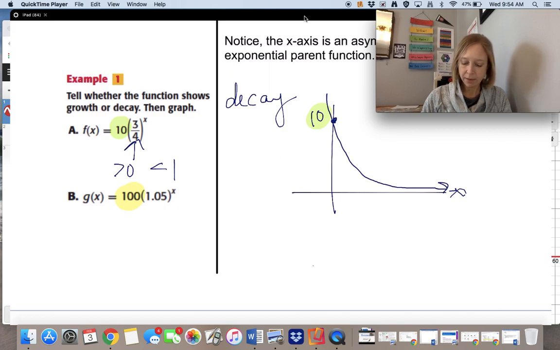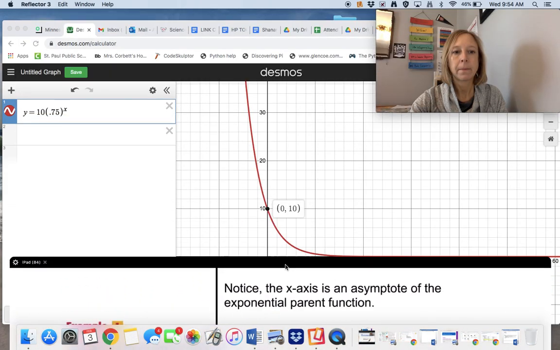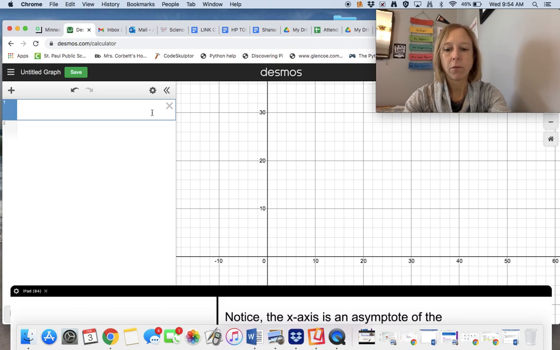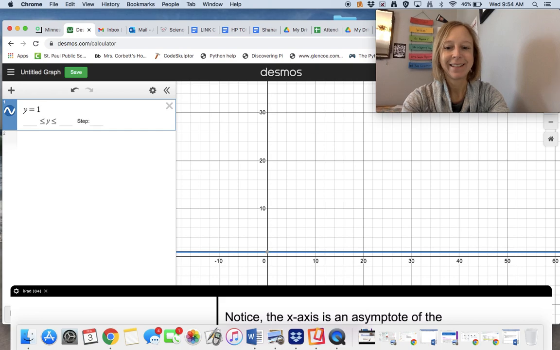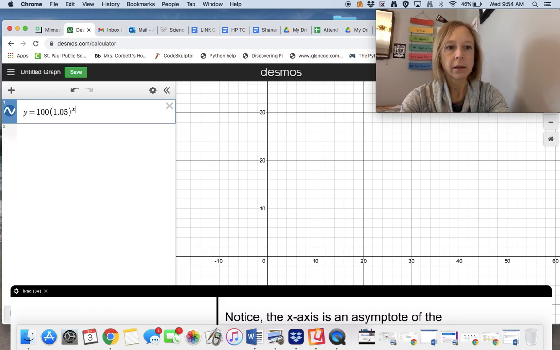Before we go ahead and type that in though, let's label this. I've got 1.05 is my exponent, my base. That is greater than 1. That means that this is exponential growth. Let's head over to Desmos and make a graph. So I have y equals 100 times 1.05 to the power of x.